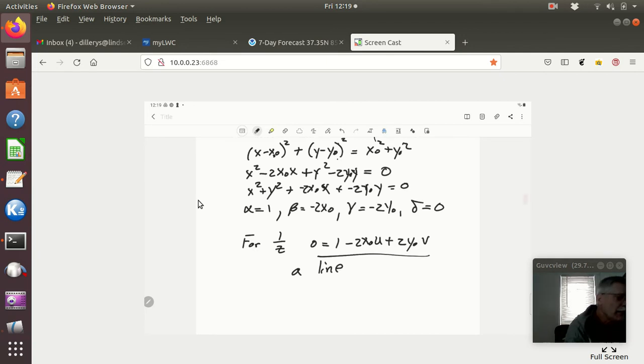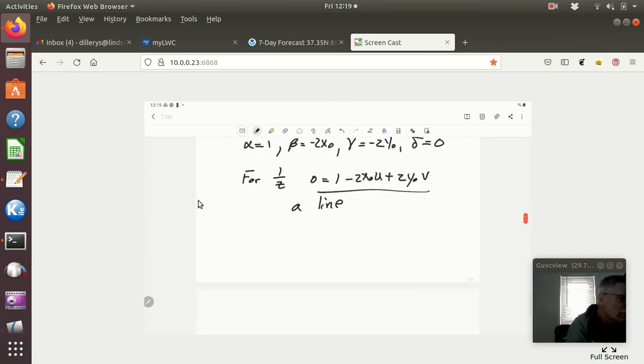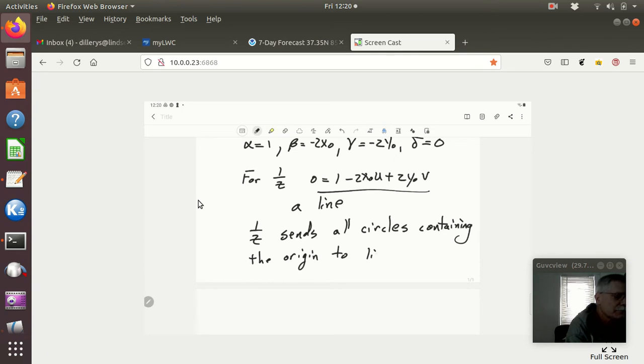Okay, so that says that 1 over z sends all circles containing the origin to lines. Okay, because we don't have the u squared v squared part in there. So that's just a straight line. So that's the 1 over z.